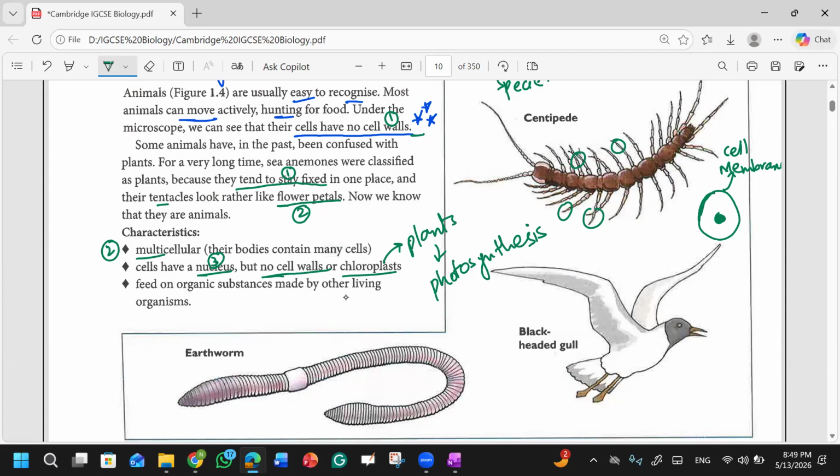So if the animals don't have chloroplast, what does it mean? That they can't make their own food. Photosynthesis will not happen. What is the purpose of photosynthesis? To make food, right? So simply we can say the animals cannot prepare their own food because they are not autotrophs. And why are they not autotrophs? Because they don't have chloroplast. Clear?